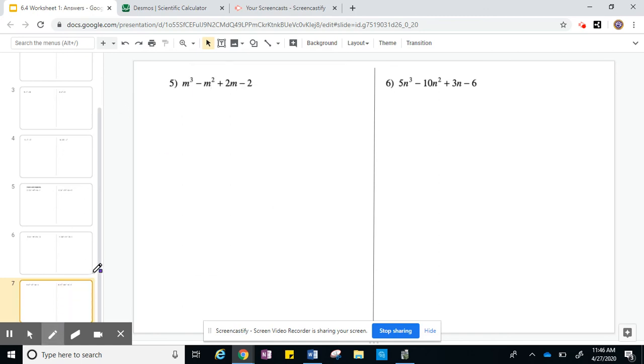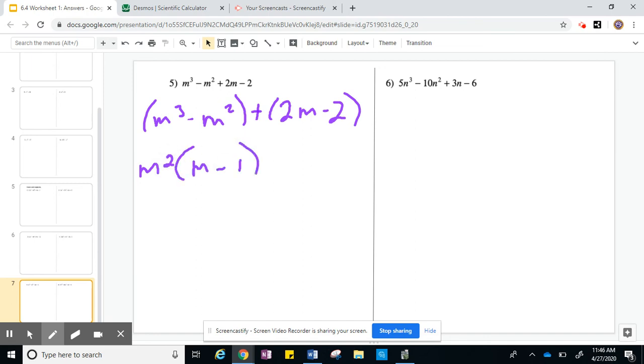All right, so number 5, group together m cubed minus m squared, group together 2m minus 2, and then we factor out GCFs from both sets of parentheses. So we have an m cubed and an m squared, which means I can factor out an m squared, and I'm left with m minus 1.